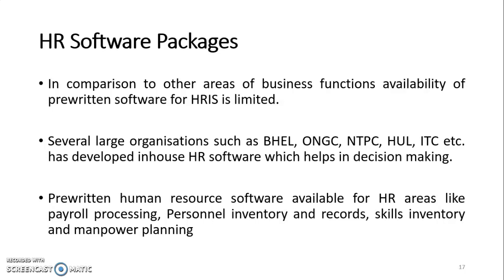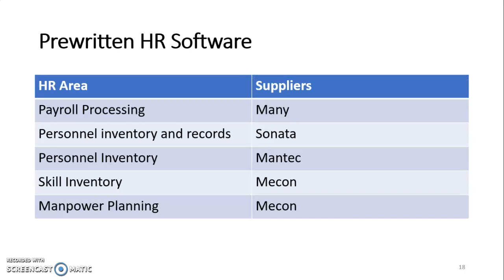So pre-written human resource software is available for HR areas like payroll processing, personnel inventory and records, skill inventory, and manpower planning. These are supplied by many organizations: personnel inventory and records provided by Sonata, personnel inventory by Mentech, skill inventory by Macon, and manpower planning is also supplied by Macon.